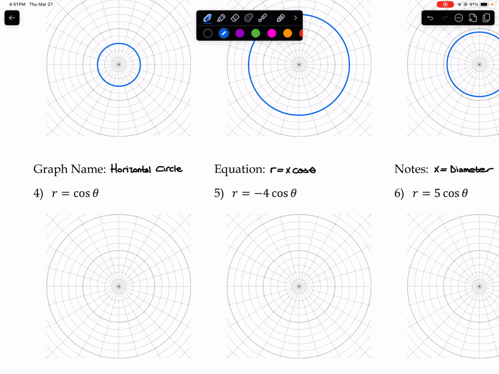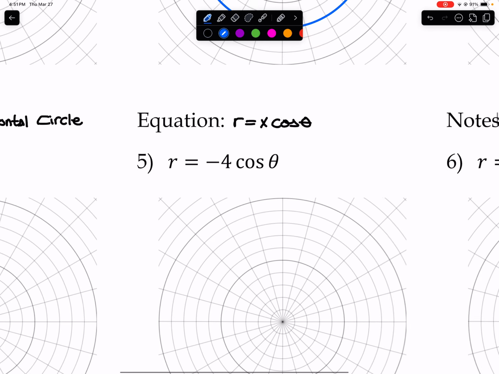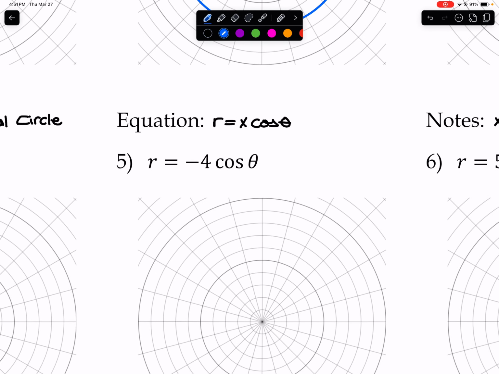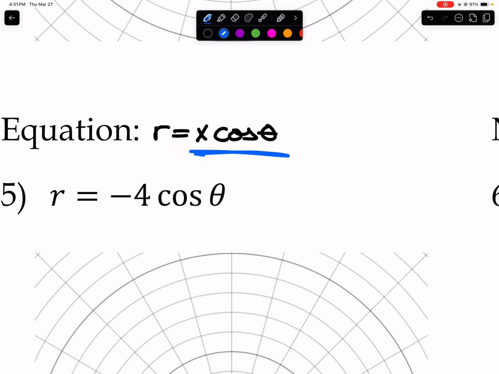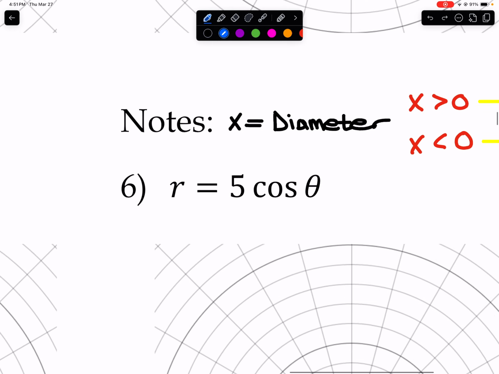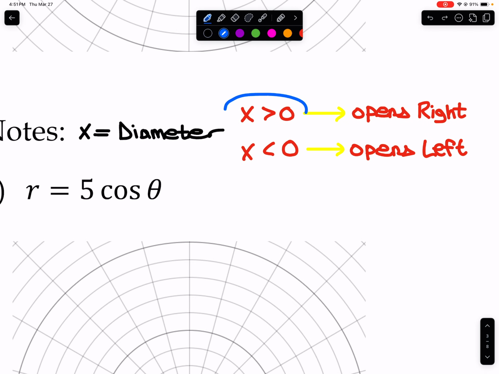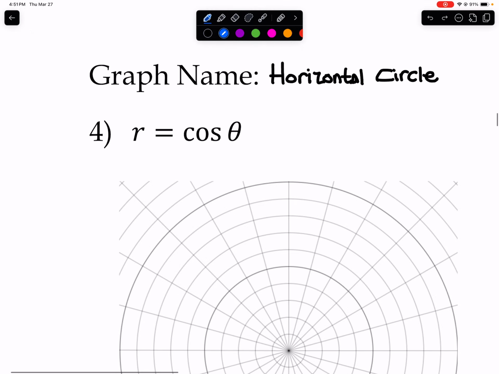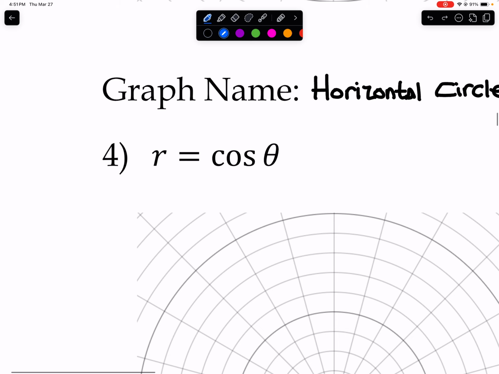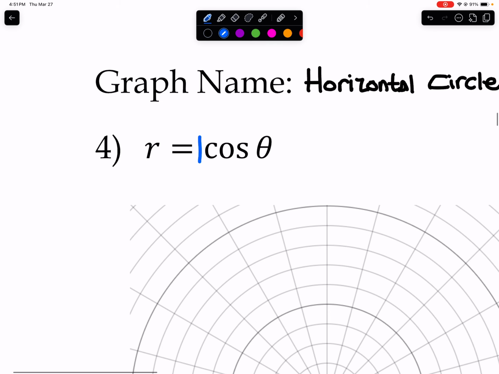Then next, we're going to have what we call horizontal circles. So horizontal circles are going to have the equation r equals x times cosine theta, where that tells you that the x value is going to be the diameter, and then if the x value is positive, it's going to open to the right, whereas if it's negative, it's going to open to the left. So if I look at my equations over here, I'm going to have r equals 1 cosine theta, which tells me I'm going to have a diameter of exactly 1, and then because it's positive, that means it's going to open to the right.